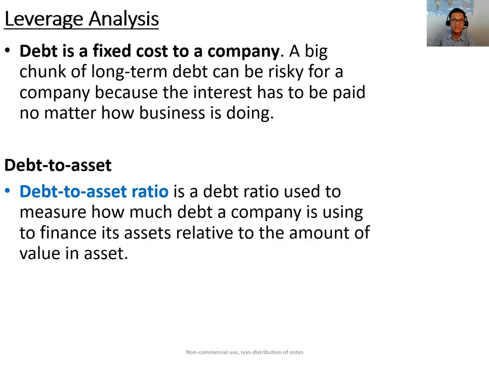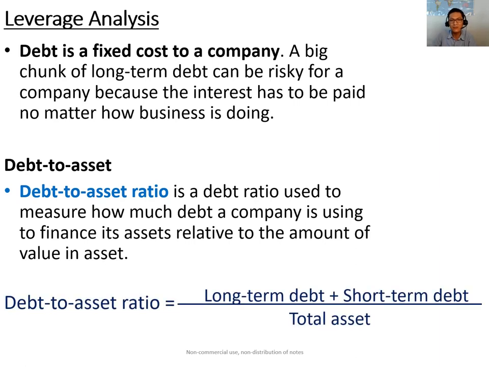So for simplicity, we'll use debt to asset ratio. This ratio measures how much debt the company is using to finance their asset relative to the amount of the asset value. It is given by this equation: long-term debt plus the short-term debt, and the whole thing divided by the total asset.